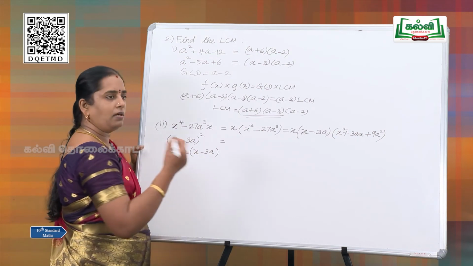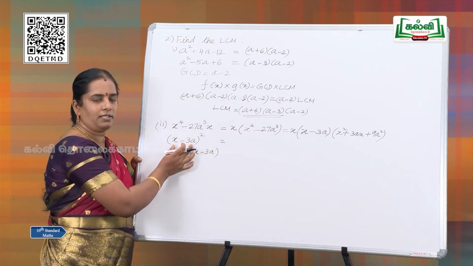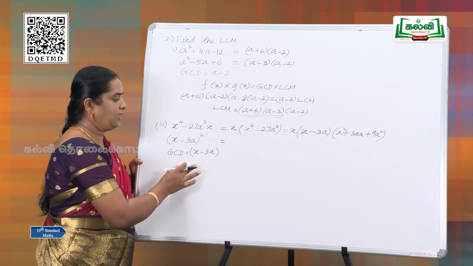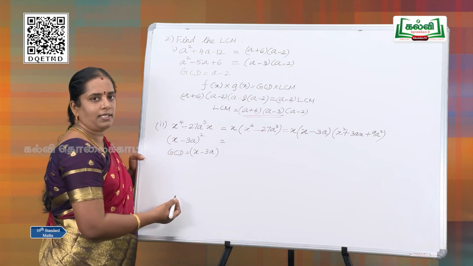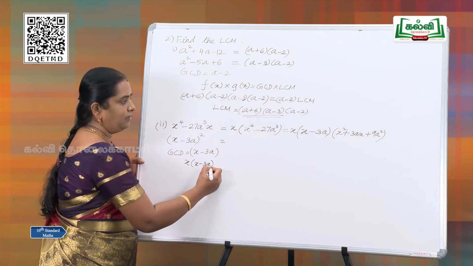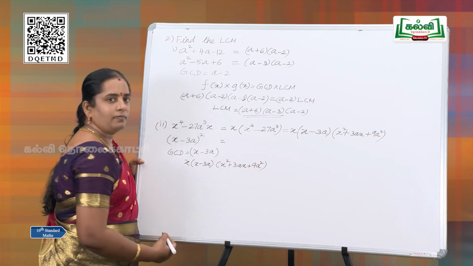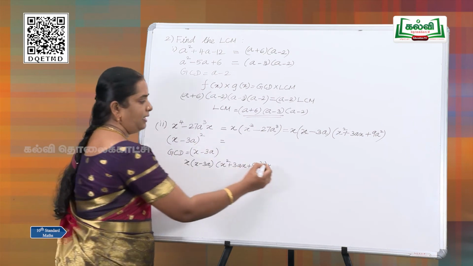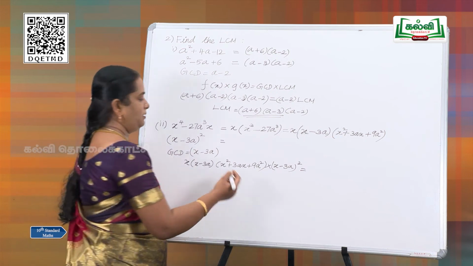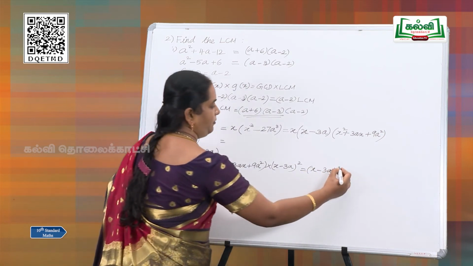g of x is already in the factorized form because this is in a square. The polynomial inside the square cannot be further factorized. So, we keep this as such and then move to the relationship between GCD and LCM. We write f of x as x into x minus 3a into x square plus 3ax plus 9a square, into g of x, which is x minus 3a the whole square, which is equal to GCD into LCM. GCD is x minus 3a and our LCM is to be found.